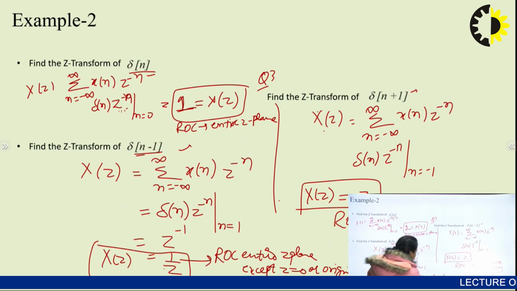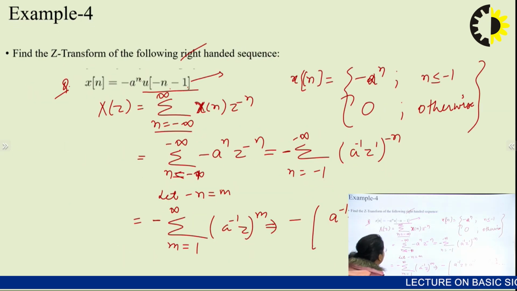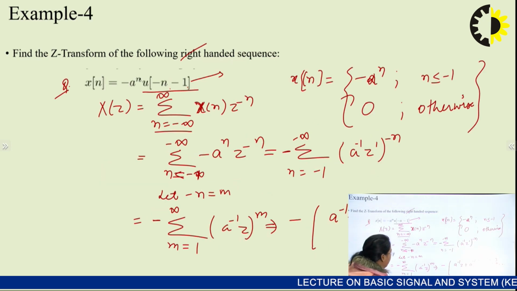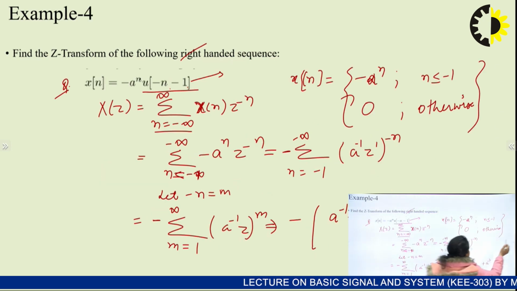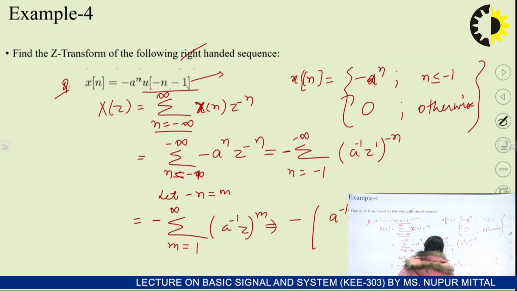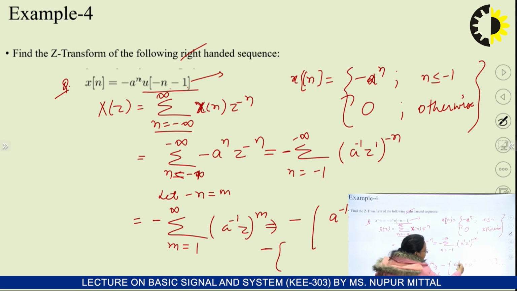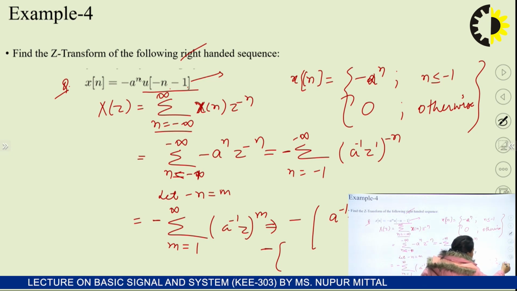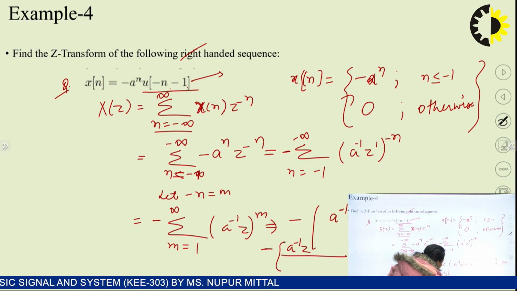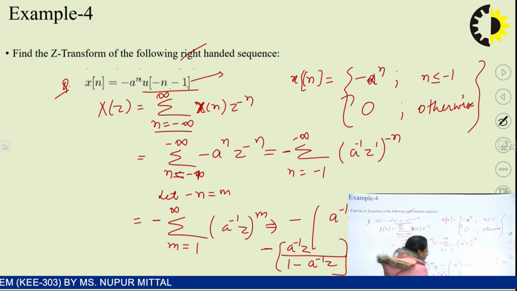Let me take the minus sign outside. It is again the formula for the infinite GP. So the first term here will be a^-1 z upon 1 minus a^-1 z, which will be the value of X(z).